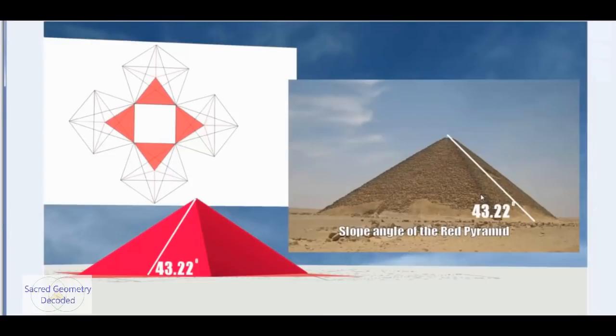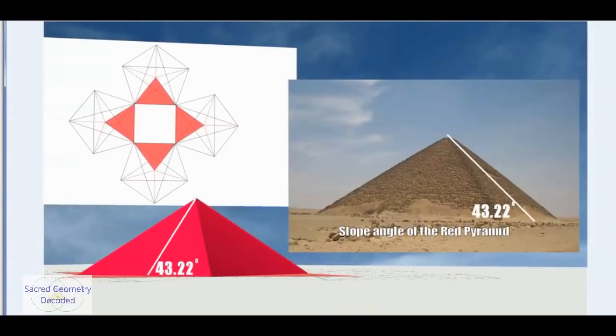Now, of course, anything to do with measurement, especially with these ancient sites where we've lost the casing stones, there's always going to be a question mark around that. But as we shall see, on top of the surveys that have already been done, there is some very important evidence which will show that this would have to be the more credible angle, because this angle is also the slope angle of the red pyramid.